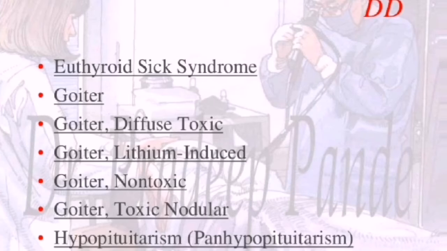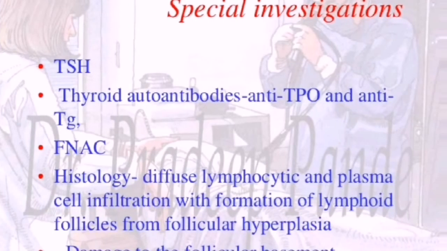Differential diagnosis includes active syndrome, diffuse goiter, toxic goiter, lithium-induced goiter, non-toxic goiter, toxic nodular goiter, hypopituitarism, pan-hypopituitarism, and polyglandular autoimmune syndrome. Now, special investigations of Hashimoto's thyroiditis are thyroid antibodies, anti-TPO or anti-TG, FNAC and TSH as well.